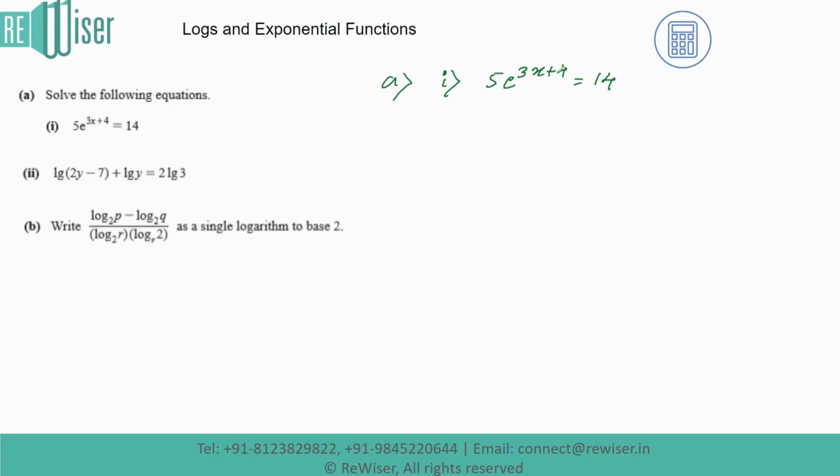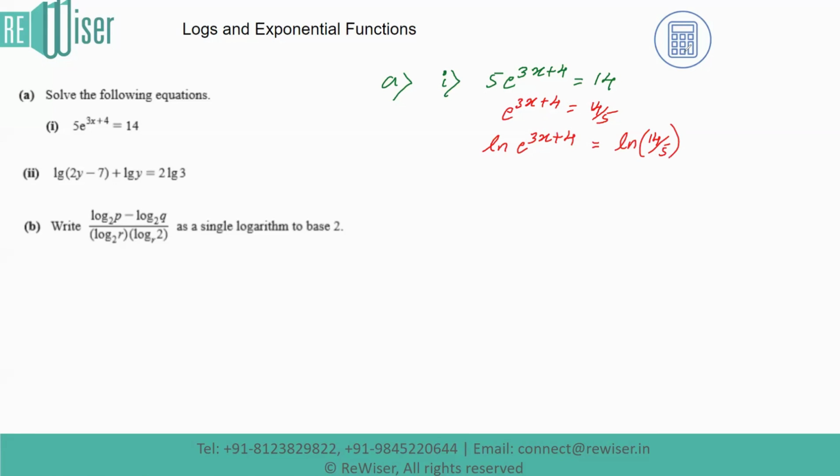Whenever we want to make something which is in the power the subject, we should always think about applying ln on both sides, because we have this natural constant e. That is the reason we have to think about applying natural logs, which is ln. Before applying it, let me send this 5 to the other side. So e to the power of 3x plus 4 is equal to 14 over 5. If I apply ln on both sides, it's going to be ln of e to the power of 3x plus 4 is equal to ln of 14 by 5.